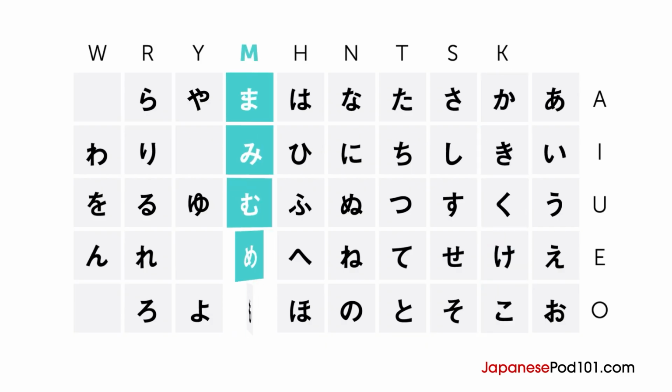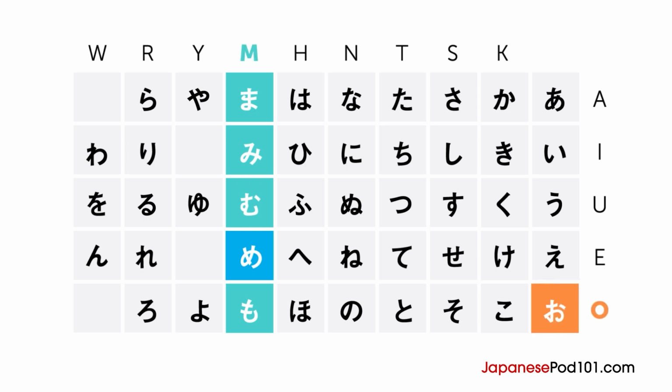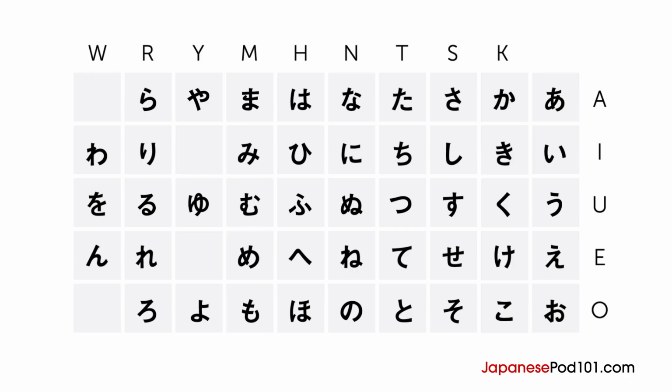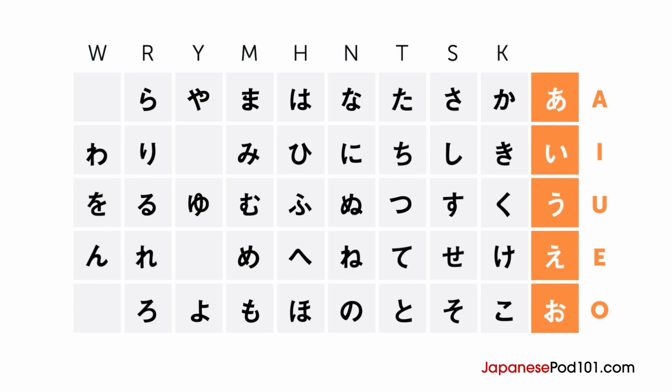The consonant M row follows the same pattern. Consonant M sound plus the vowel e becomes me. Consonant M sound plus the vowel o becomes mo. Again, each syllable on the kana chart is a combination of a consonant and a vowel. The main exceptions are the 5 vowel group and the special n sound.